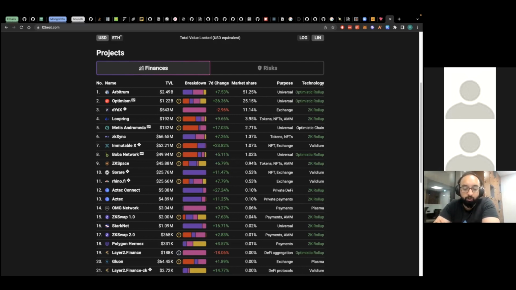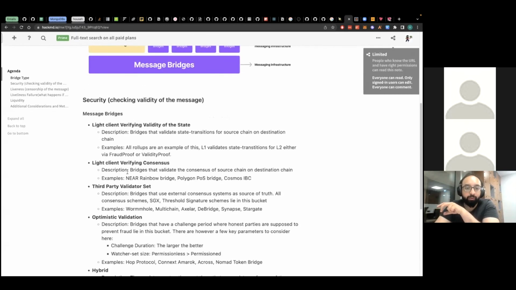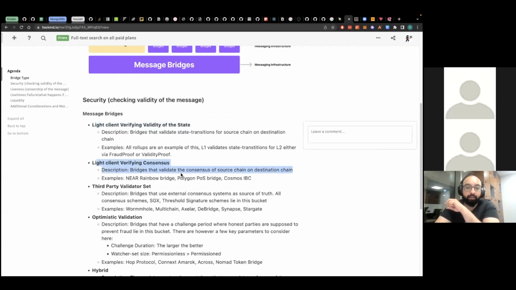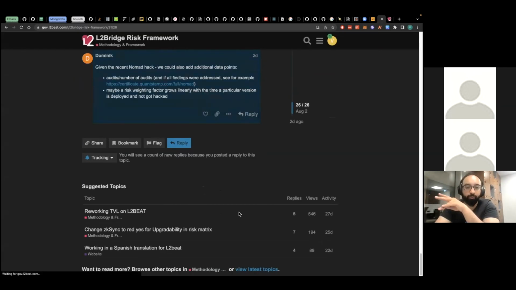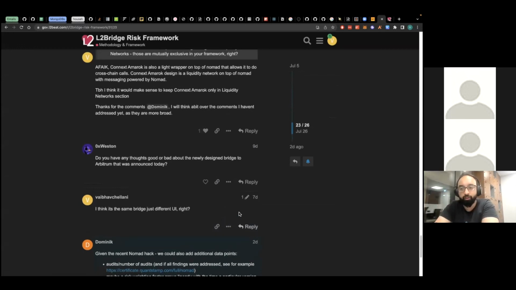We also excluded another protocol, the Mina protocol, because it's a singular messaging protocol that does things very differently from others, right? Mina protocol lies somewhere in between light client validating state and light client verifying consensus. Since it's the only thing that lies in between both of these, we did not create a bucket for it either. And we are talking about this in the forum here. Check out the conversation for some more context.